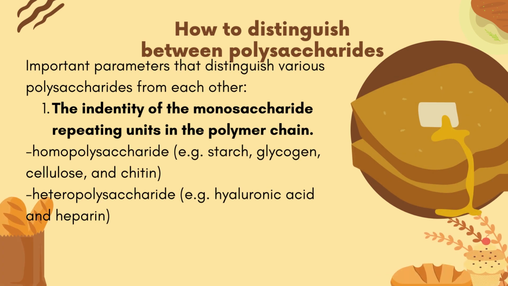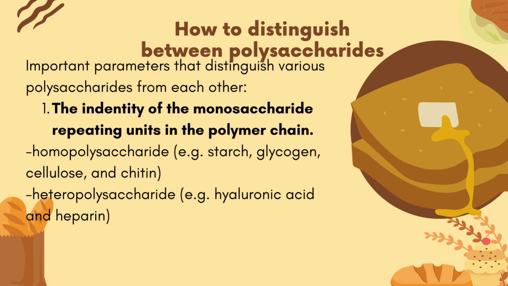Okay, now how do we distinguish between polysaccharides? Again, polysaccharides are the longest chains of carbohydrates. They are made up of a lot of monosaccharide units bonded to one another. Now, how do we distinguish one type of polysaccharide from the other? There are important parameters that distinguish various polysaccharides from each other. First, the identity of the monosaccharide repeating units in the polymer chain.